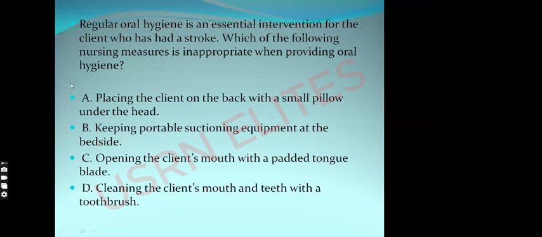Okay, Samara, we can try. For A, because clients are at risk of aspiration, the client is not supposed to lie flat. The client has to be put in a semi-Fowler's position, raised a little from the bed, to prevent aspiration. Then B, keeping portable suction equipment at the bedside. That's one thing we have to do, because during mouth care you have to suction. Then D, we should use a toothbrush to brush their teeth.